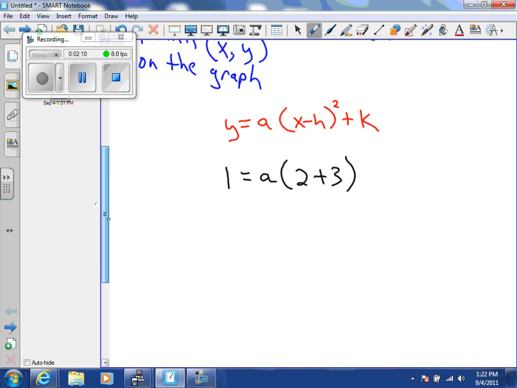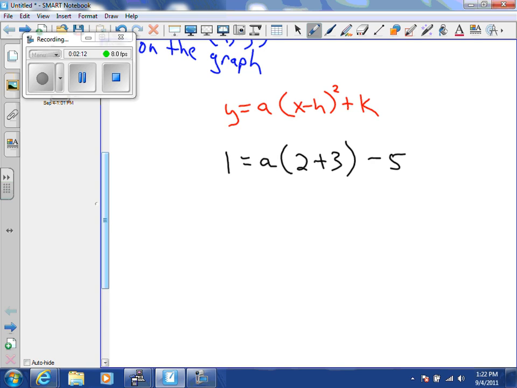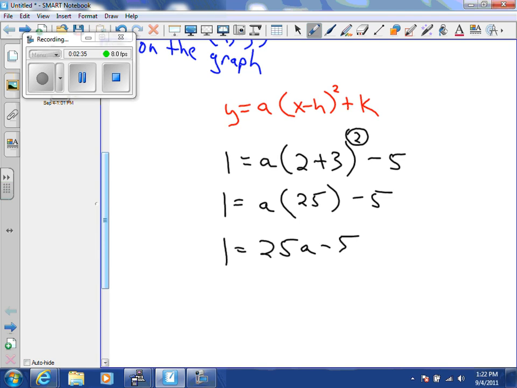And k is negative also. That's negative 5, so I'm just going to write this as minus 5. And don't forget that that was squared. I almost forgot that there. That will change the problem if you forget that. Well, first thing we can do here, 2 plus 3 is 5. I have to square that, so that's going to give me 25. So I basically got 25a minus 5. Solve for a.